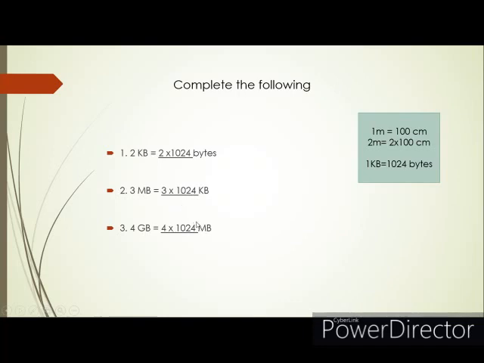That is the order. As the amount of memory increases, the unit changes from byte to kilobyte, then kilobyte to megabyte, and megabyte to gigabyte, and gigabyte to terabyte. This type of unit conversion you can expect in the examination. So you practice this type of questions, children. And next is what?